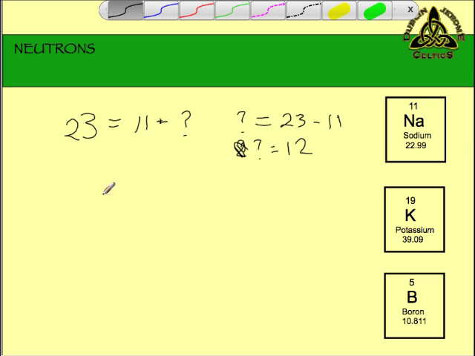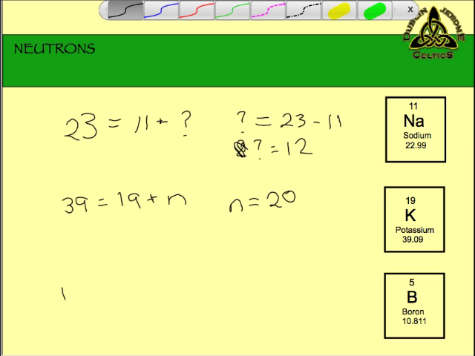Potassium: 39.09, so it has a mass of 39, and that comes from the protons and neutrons. So 19 protons plus N, neutrons, equals 39. If you solve that, you get 20 neutrons.